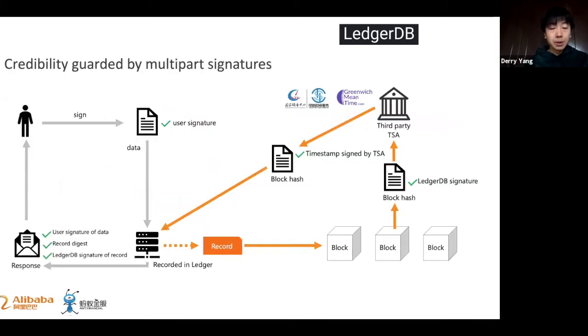Okay, this slide summarizes the multi-party signatures that ensure LedgerDB non-repudiation. We can see the user sends a signature before the request is submitted to the Ledger service. LedgerDB sends the receipt when responding to the user, and TSA sends signatures on TSA journals.